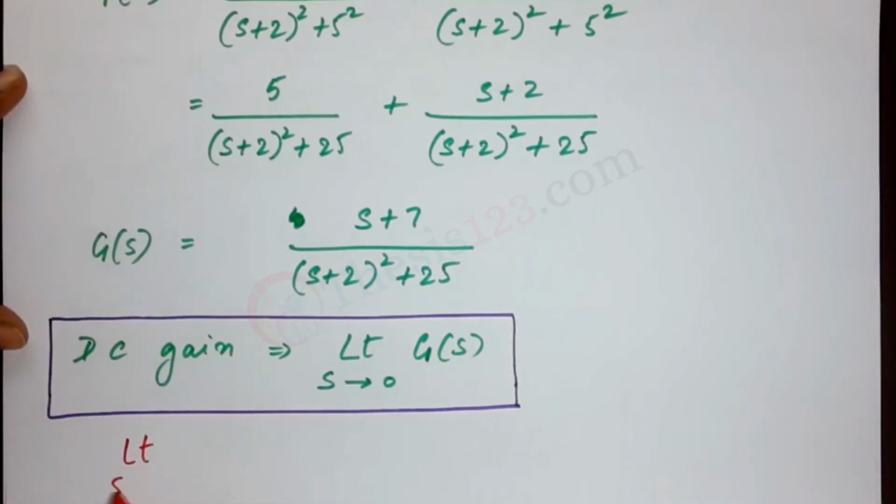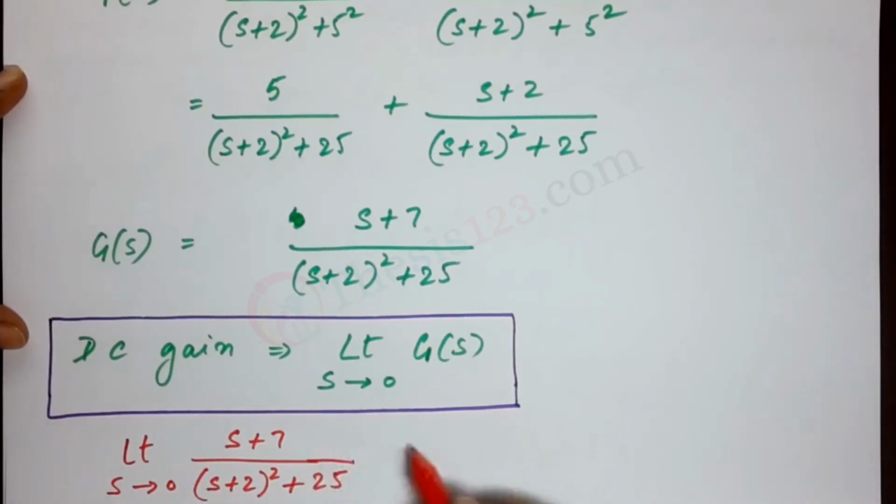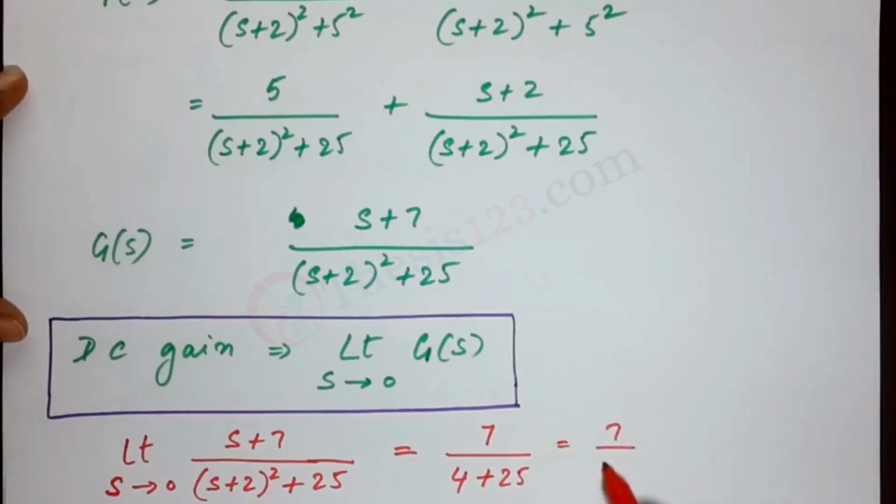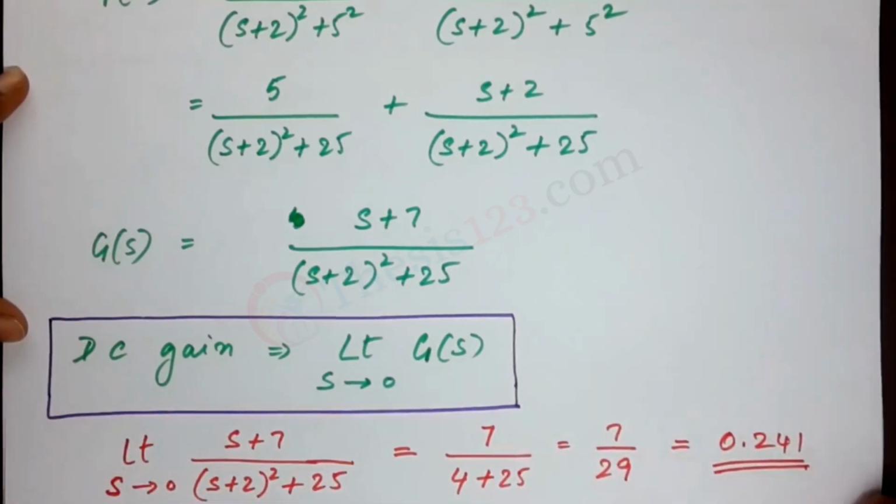So, the limit of s tends to 0, (s plus 7) divided by (s plus 2) square plus 25, will give us, we can just substitute 0 in place of s here. This becomes 0 plus 7, divided by (0 plus 2) whole square plus 25, which is 7 by 29. If we solve it, 0.241. 0.241 is the DC gain of the control system.